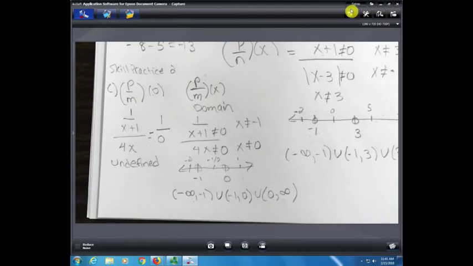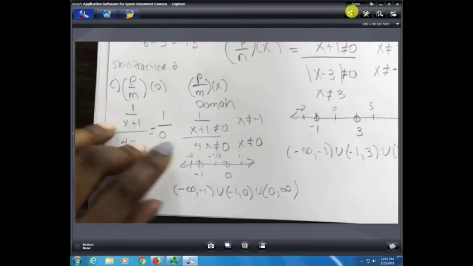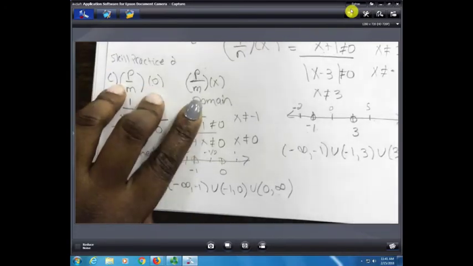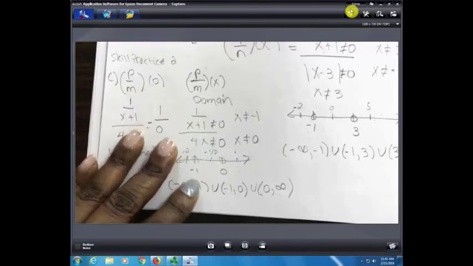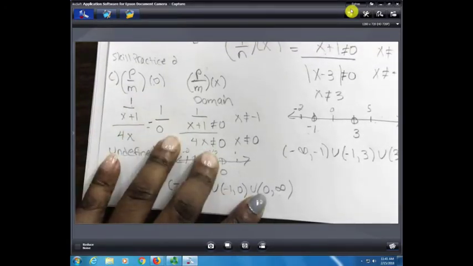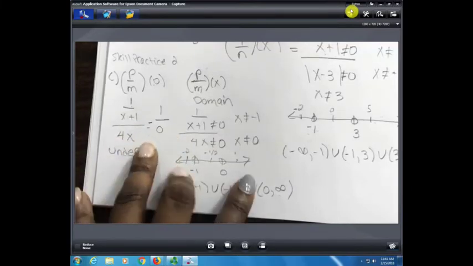Alright, so that is C. Again, this is the operation division, evaluated at a particular number. You can also get the domain of that function by figuring out what values need to be excluded from the domain. Put them on the number line and test different intervals.